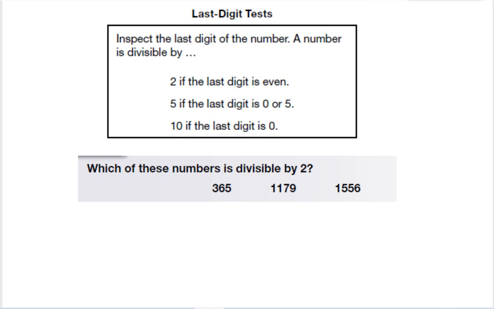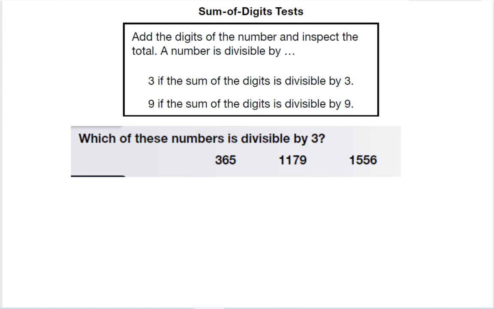So down here at the bottom it asks us which of these numbers is divisible by 2. So remember, if it's divisible by 2, the last digit is even. So looking at the last digits, the only one that has an even number is 1,556. Now let's pretend we were looking to see if this number was divisible by 5. Again, it's 5 if the last digit is 0 or 5. So looking at the last digit, the only one that has a 0 or 5 is 365. And if you notice, none of these numbers ends with a 0. So none of them are divisible by 10.